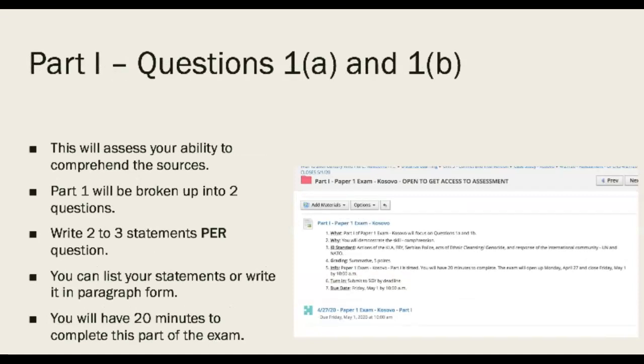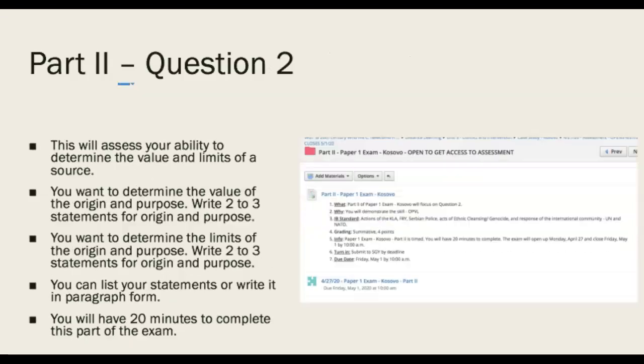So looking at the first part of this exam, it's going to deal with questions 1A and 1B. And so those questions are going to ask you to assess your ability to comprehend the sources. And so for each of the questions, we're looking for 2 to 3 statements. And you can list your statements, so that means bulletize it if you want, or you can write it into paragraph form if you feel more comfortable with that. So you can pick what format you want there. You'll have 20 minutes though to complete this part of the exam, so just be aware once you start it, you have 20 minutes to complete it.